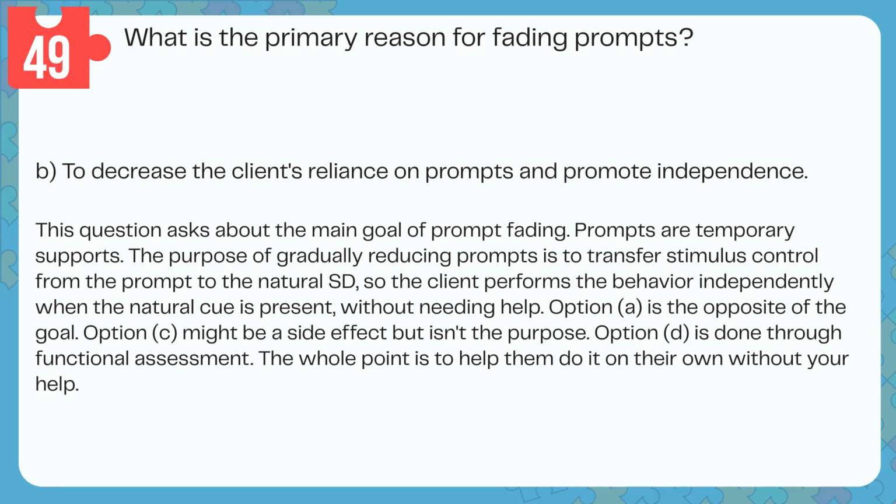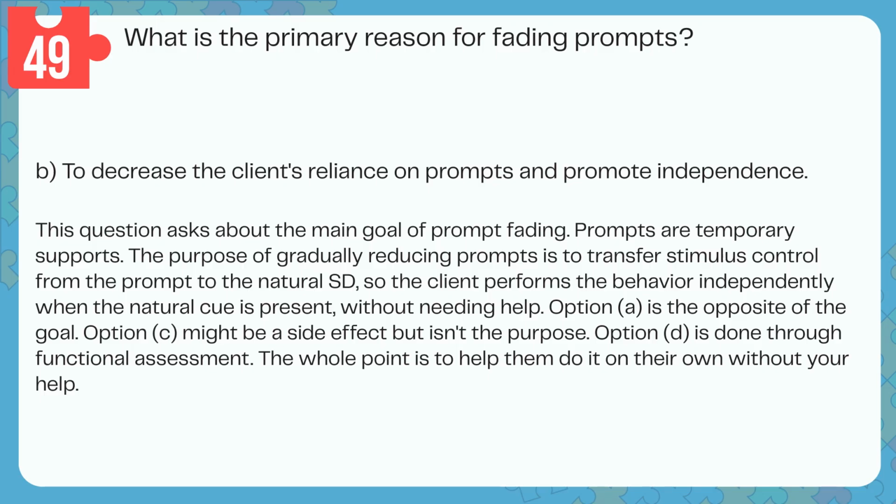Answer B, to decrease the client's reliance on prompts and promote independence. Explanation. This question asks about the main goal of prompt fading. Prompts are temporary supports. The purpose of gradually reducing prompts is to transfer stimulus control from the prompt to the natural cue, so the client performs the behavior independently when the natural cue is present, without needing help.